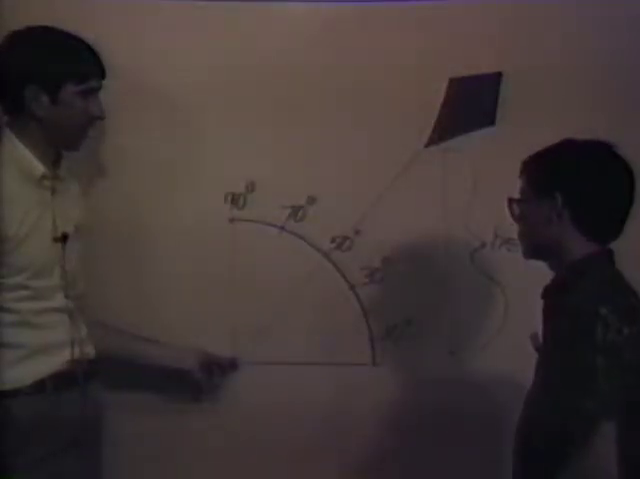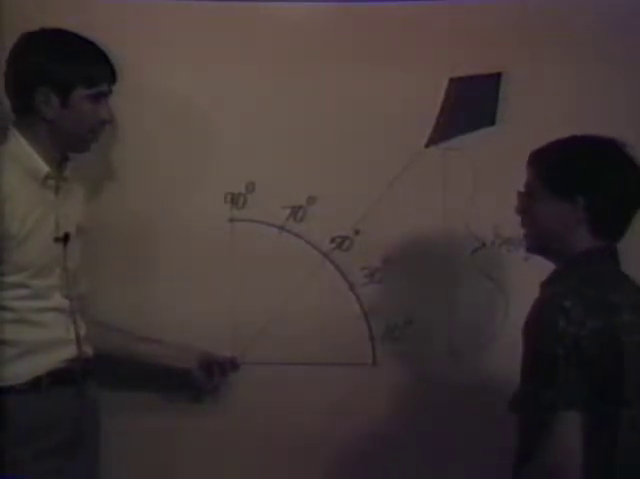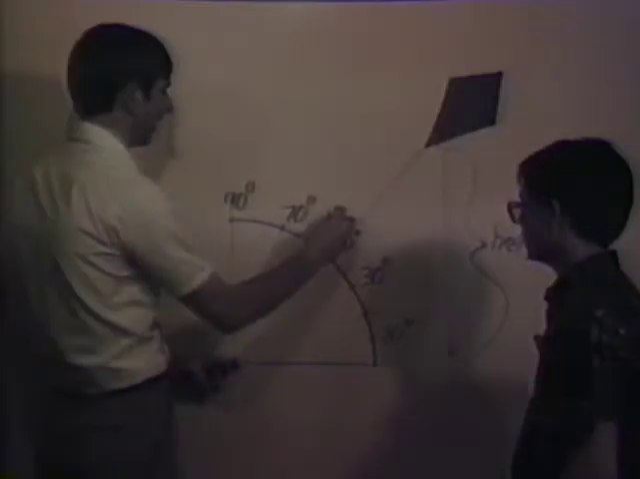Now, the first thing you're going to need to do, Tim, is to know how much string you've got out. About how many feet of string do you usually have on your kite when you fly it? I guess about 200. 200 feet. Okay, let's assume then that you've measured the string, and the string on your kite is 200 feet. Okay, that's the distance from right here down to the ground.